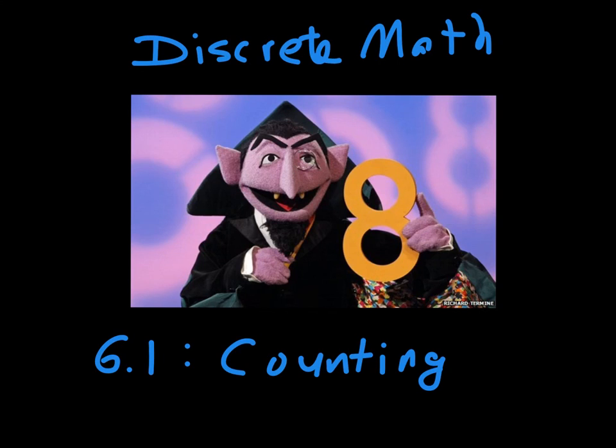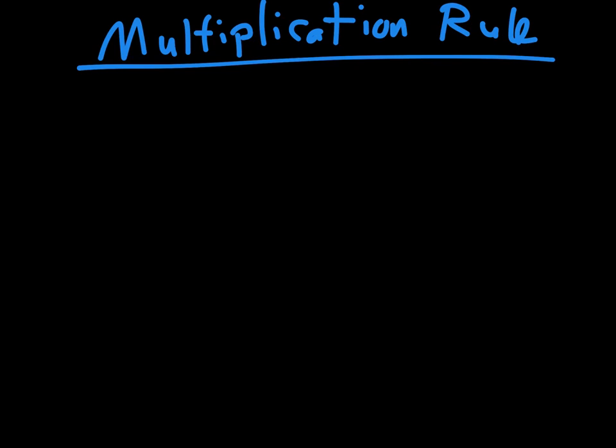Section 6.1 is on counting, and there's the count because Sesame Street's awesome. Okay, we're going to start out with something called the multiplication rule, and the easiest way I think to see how this works is to just jump right in with an example.